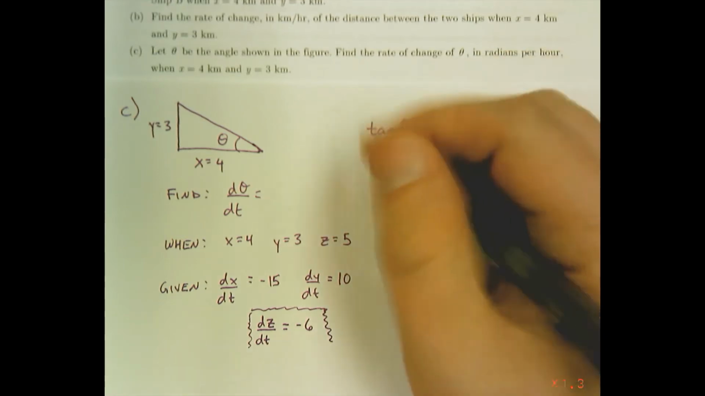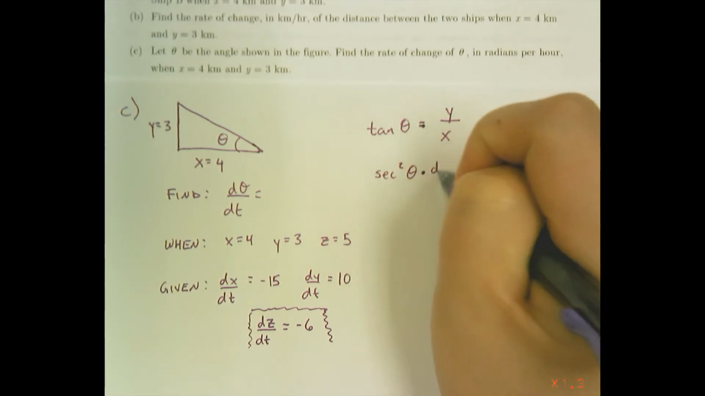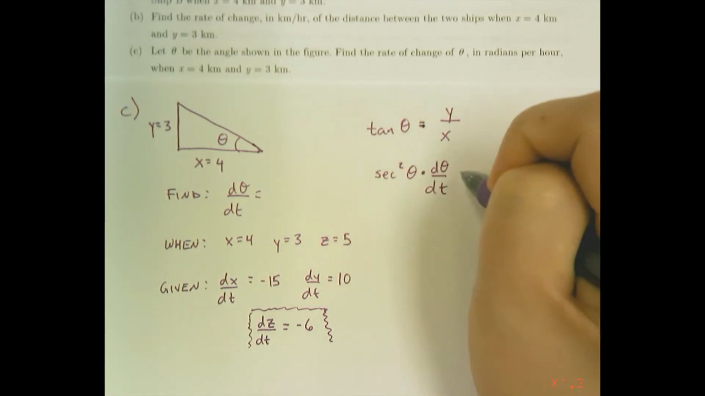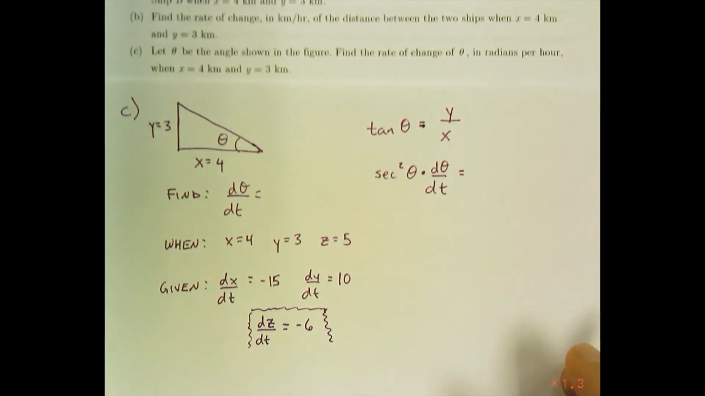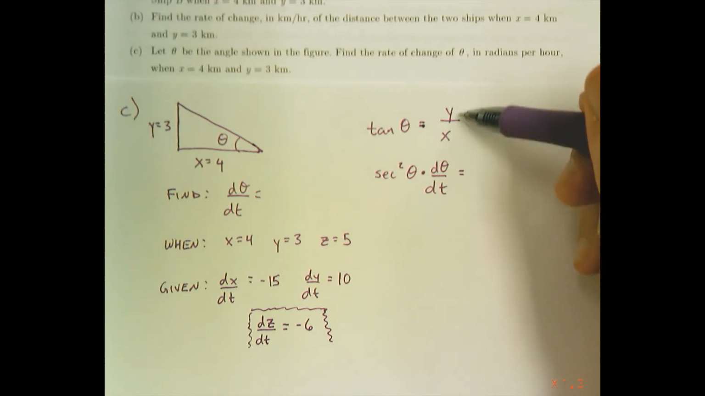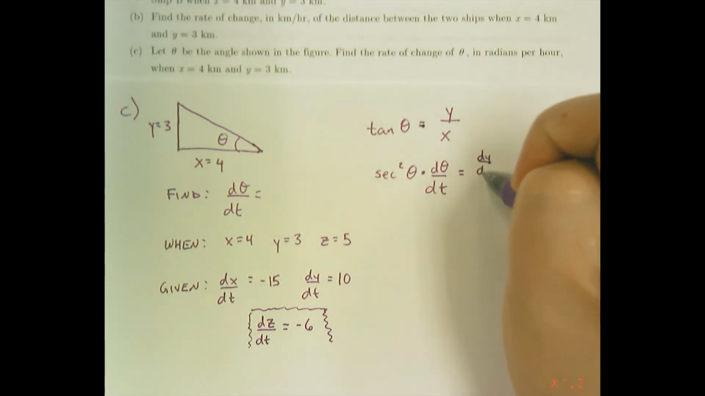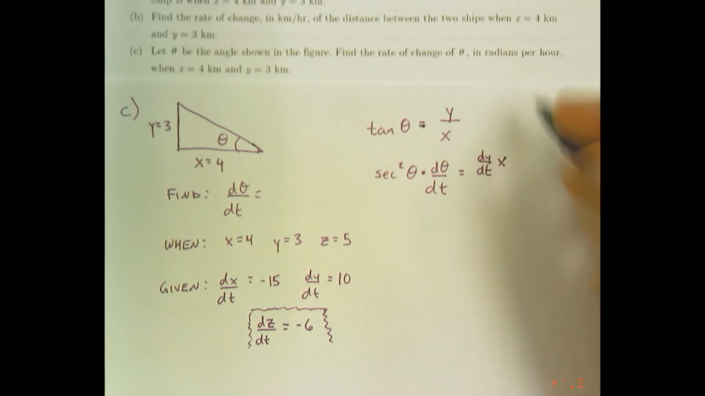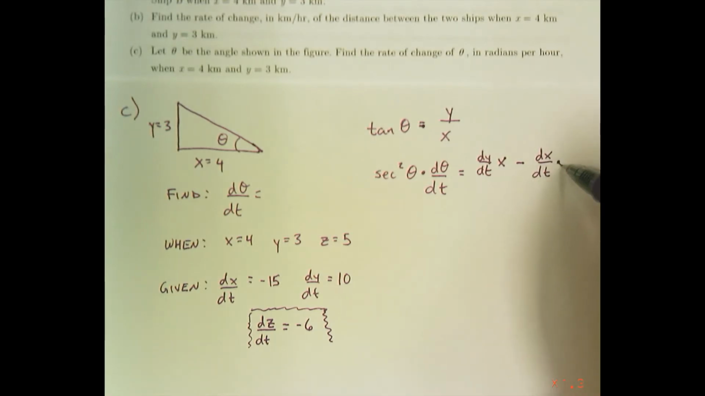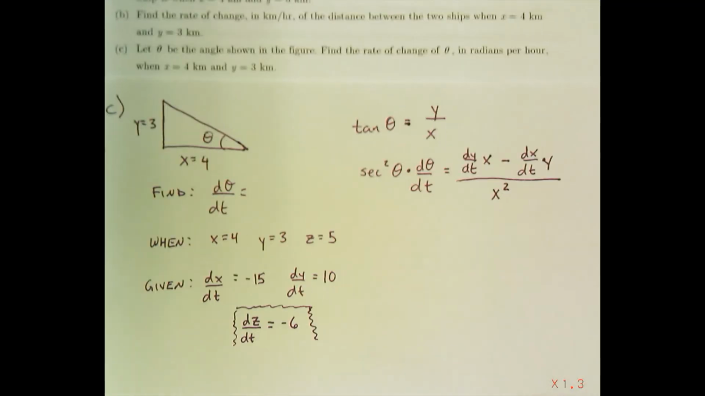The derivative of tangent of theta is secant squared of theta times d theta dt. And the derivative of the right is a quotient, so we'll need to do the quotient rule on this. The derivative of the top times the bottom minus the derivative of the bottom times the top, all over the bottom squared. So there's the quotient rule for that.